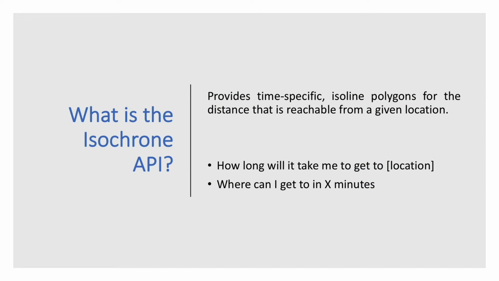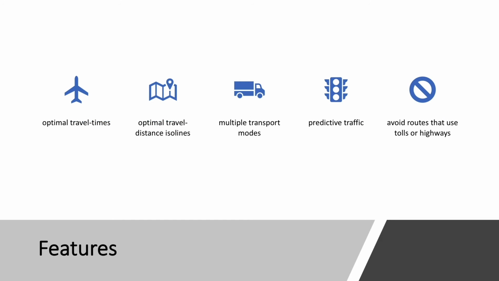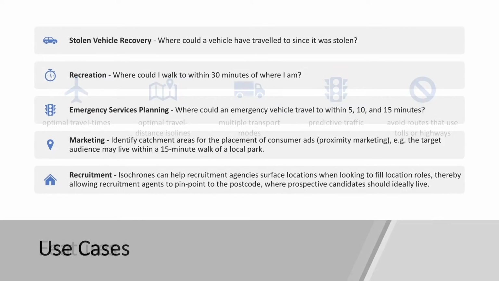In a nutshell, what this lets you do is plot lines on a map that tell you how long it will take to get to location X or Y, or where you can get to in X amount of minutes. Like some of the others, it has support for multiple transport modes and predictive traffic, and it can factor in the most optimal travel times. But it's the use cases for this that are pretty cool.